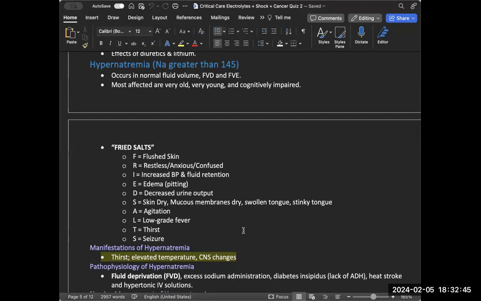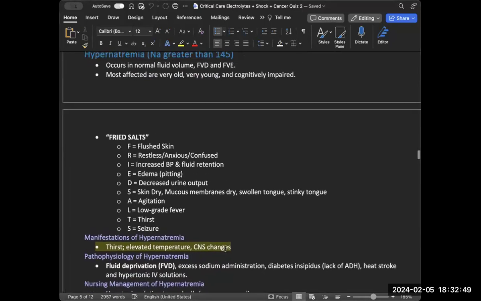Okay. Now, another little mnemonic that I saw for hypernatremia was something called FRIED SALT. So it's flushed skin, they're restless, anxious, increased blood pressure and fluid retention, edema. You could also think of it as where salt goes, water goes. So if you have more salt, and let's just say you're drinking a lot of water, they go together, that can cause fluid retention. Decreased urine output.